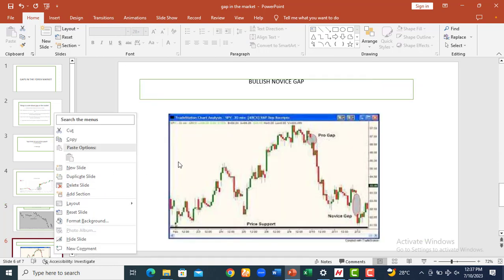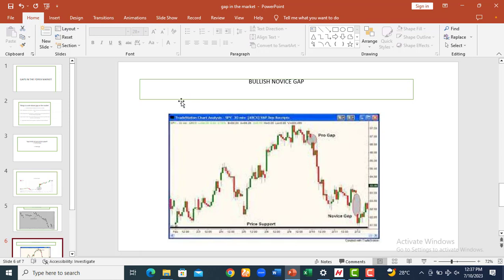Then we have the bullish novice gap. Novice gap always occur in favor of the trend. You see a market selling, selling, selling. Before it gets to a support zone, which is the demand zone, it gives a gap towards that support zone. It's just trying to pass information to you that there is possibility for the market to reverse for a buy, probably through a consolidation or whatsoever. Market will soon reverse for a buy.